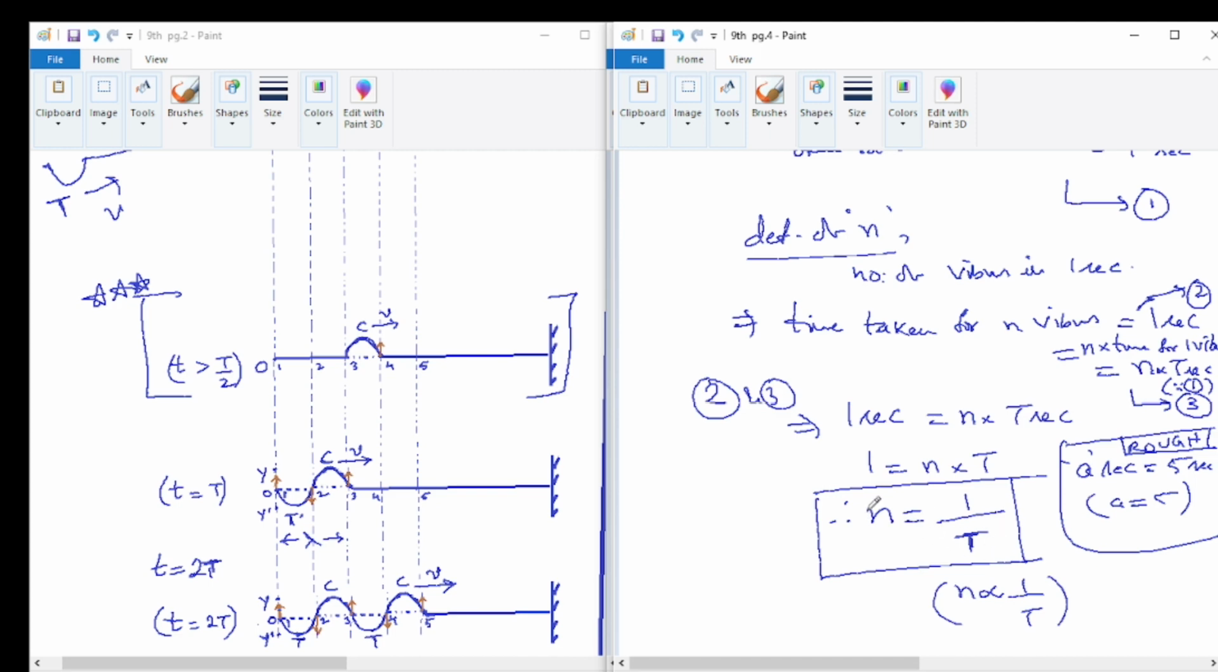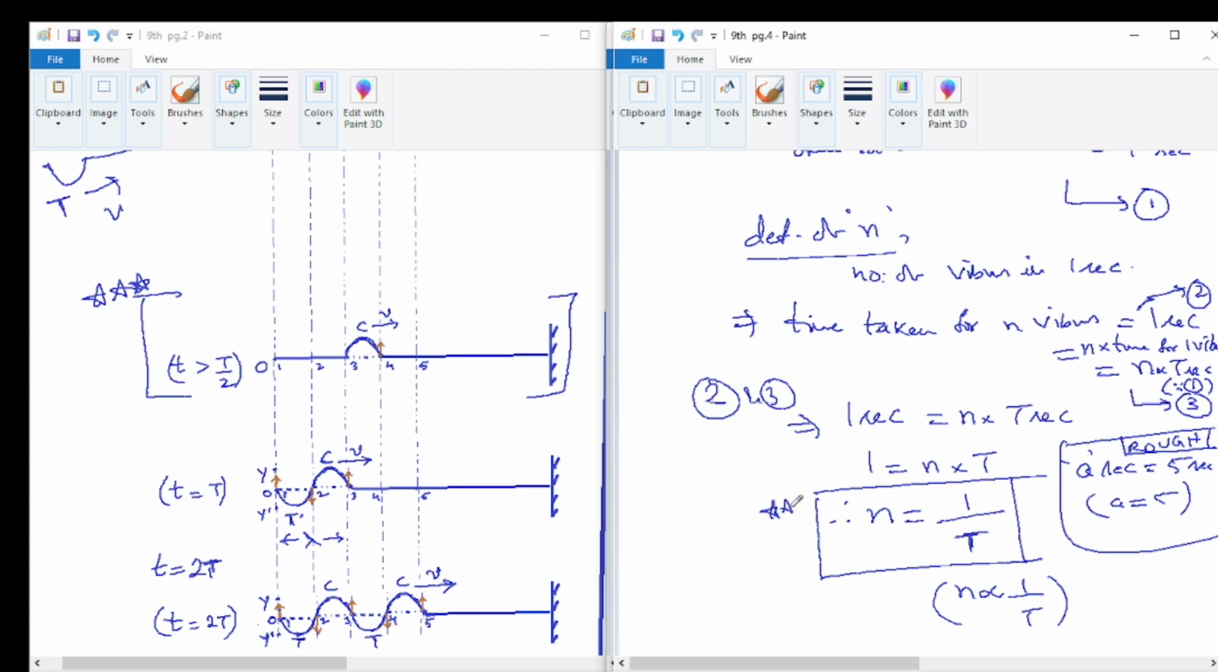The higher the time period, the lesser the frequency. If the time period is very, very small, the frequency will be very, very high. It is easy to understand. Time period means the time taken for one vibration. If it is very small, it means fast vibrations are taking place. So in 1 second, there are more vibrations. That means frequency n will be more. That way the equation can be understood.